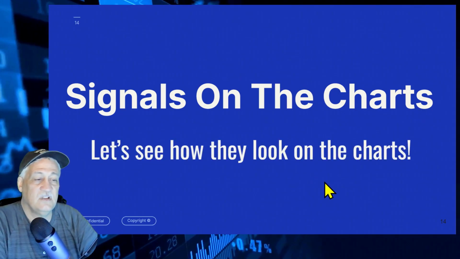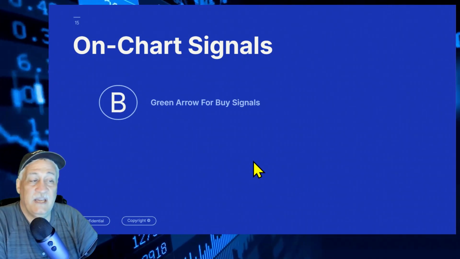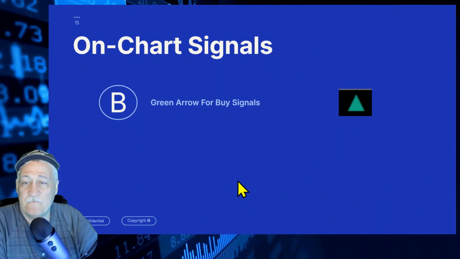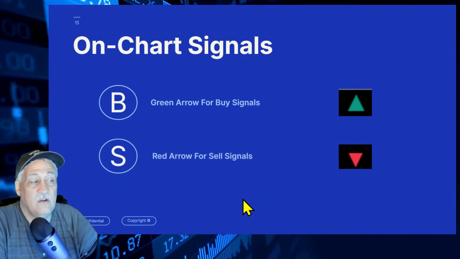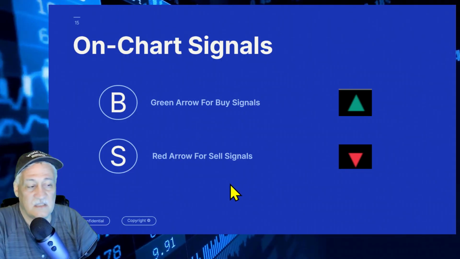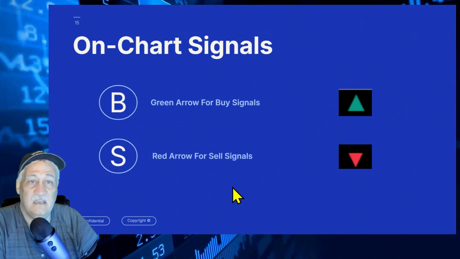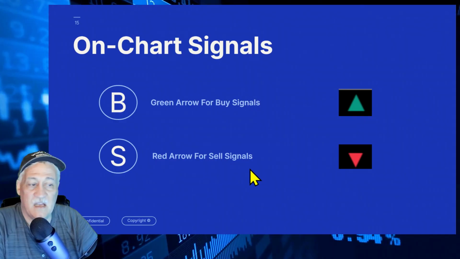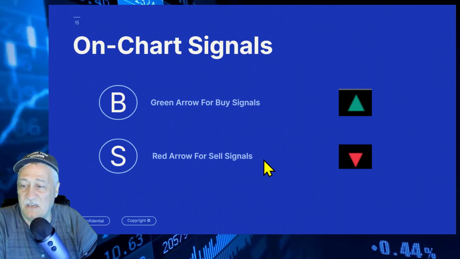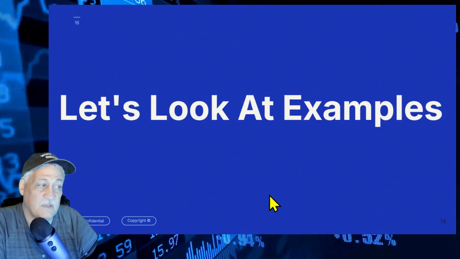So here's what the signals look like on the charts. Basically, we have a green arrow for a buy signal. That's it. It's going to show up on the bottom, right? And then we have a red arrow for a sell signal. Really simple, okay? This strategy is simple. You want to keep it simple. That's what I looked at. Let's not overcomplicate it. Let's get someone that's new to the game, and let's try and make something that's very simple to use. So that's what we're going with on this one.